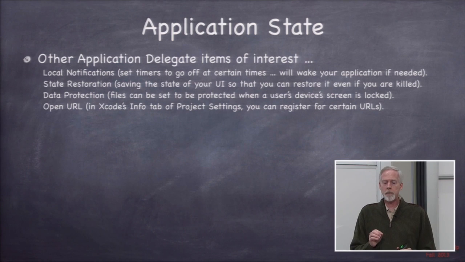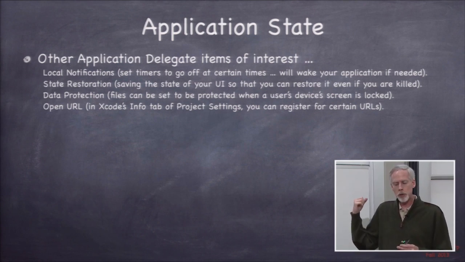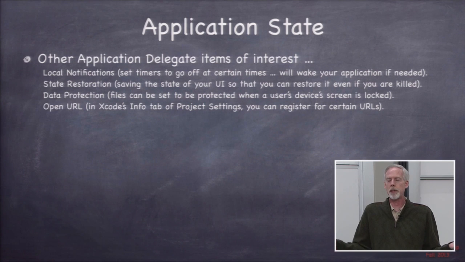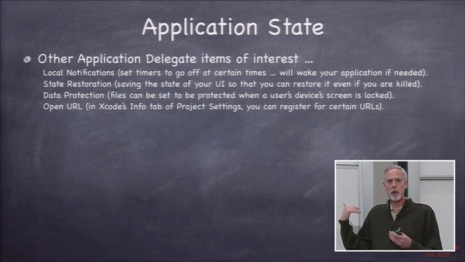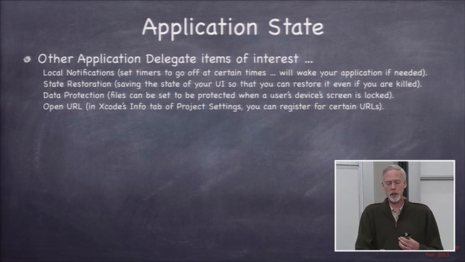State restoration: if you got put on the shelf and then you got killed and the user ran you again, you don't want your UI to come up in some base start UI, you still want to come back to where it was when you got put on the shelf. So state restoration is a formalism for making you keep track of where your UI is, so that if you get killed and have to come back, you can restore your state to where it was. Data protection is an interesting one.